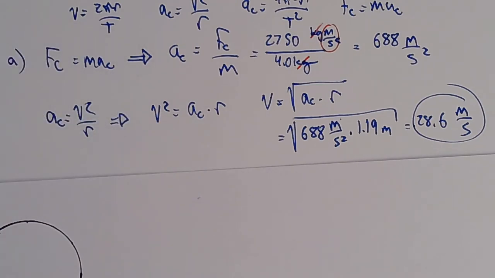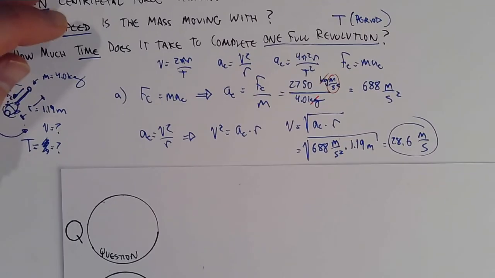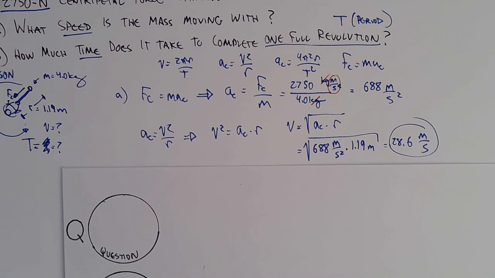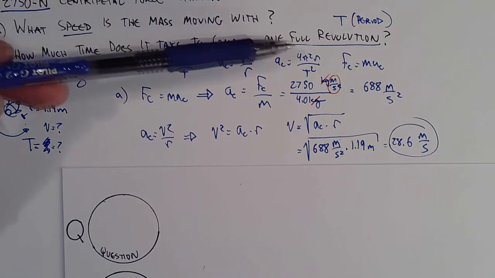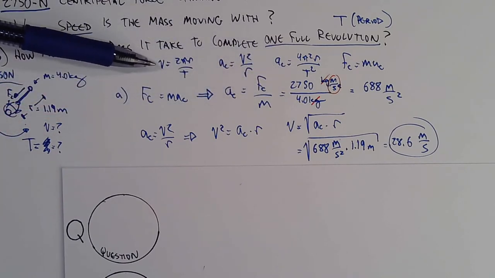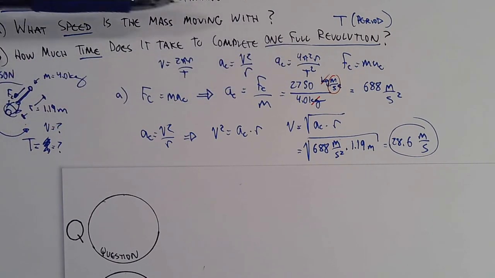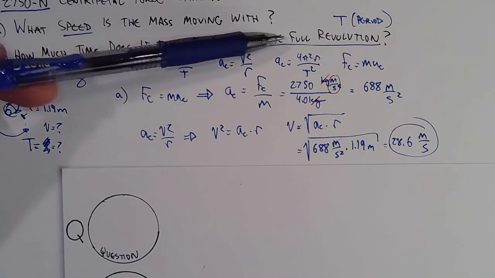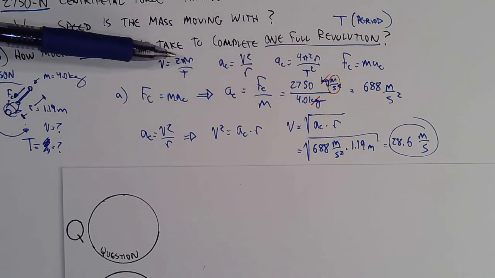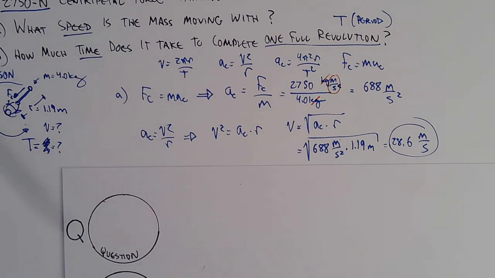We're not done. We are also interested in the time that it takes to complete one full revolution, which is the period. So looking at these equations, we have two equations that involve the period. We have V equals 2 pi R over T, and we have AC is 4 pi squared R over T squared. So each of those we could use to solve for the period. I think it's a pretty clear pick. When all things are considered equal, we would be choosing the simpler equation to manipulate.